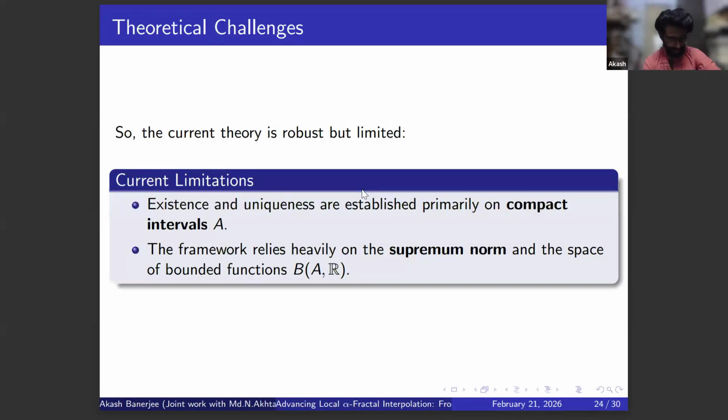Last of all, the last phase of my talk. There are some theoretical challenges in this construction. First of all, the existence and uniqueness of the g alpha is established primarily on compact intervals, and the framework heavily relies on supremum norms on the space of all bounded functions.